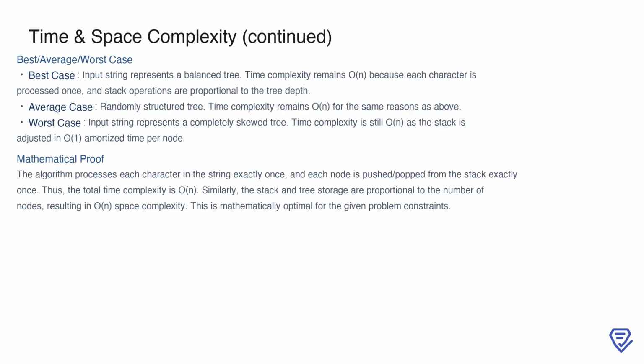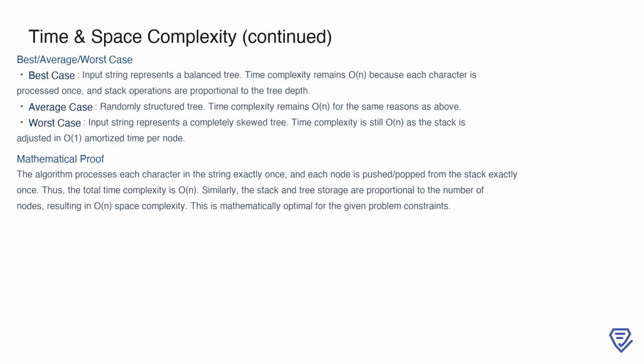In the best case, where the input string represents a balanced tree, the time complexity remains O(n), because each character is processed exactly once, and stack operations are limited to the tree depth. In the average case, with a randomly structured tree, the time complexity is still O(n), for the same reasons. Even in the worst case, where the tree is completely skewed, the algorithm maintains O(n) time complexity, as stack adjustments occur in O(1) amortized time per node.